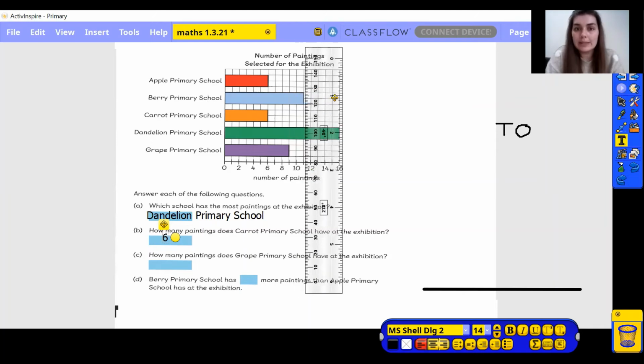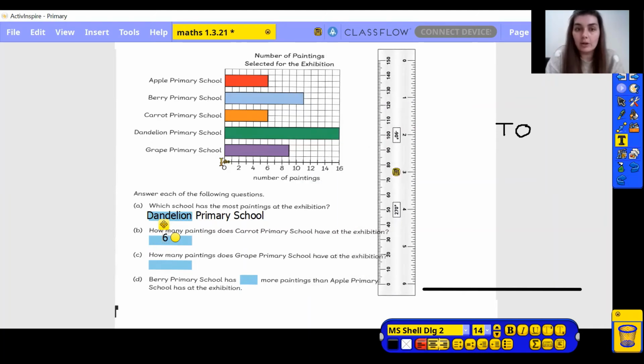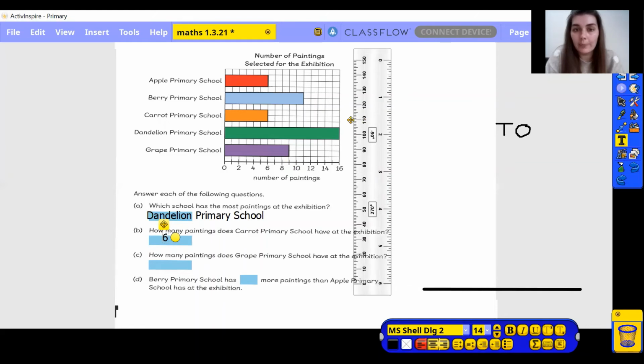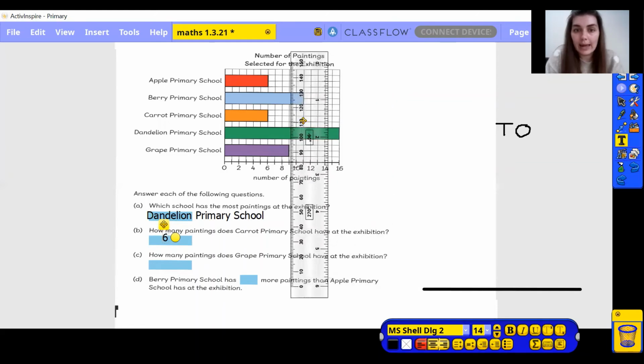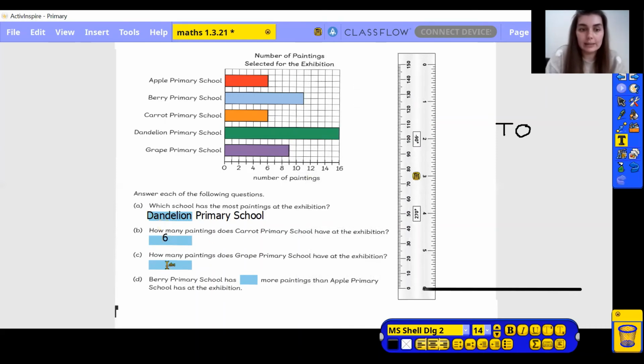So we need to work out the scale of this graph. And I can see it goes up in 2s because we know our 2 times table. So it misses 1 each time. So I'm going to count them in between as well, just to double check. So you've got 0, 1, 2, 3, 4, 5, 6, 7, 8, 9, 10. So it falls in between 8 and 10. So there must be 9 paintings from Grape Primary School.